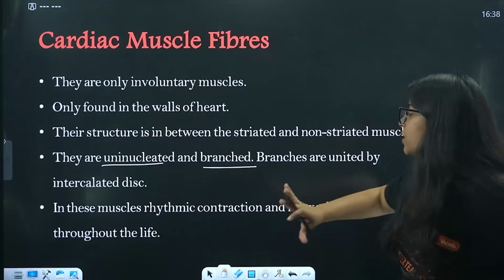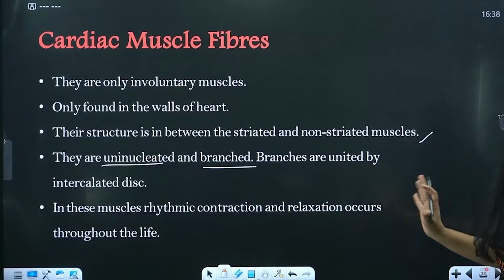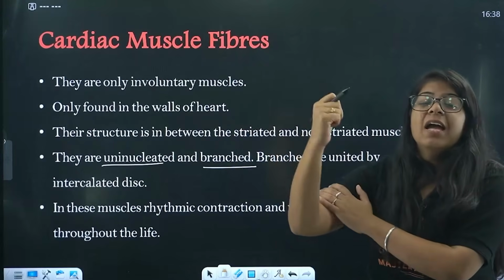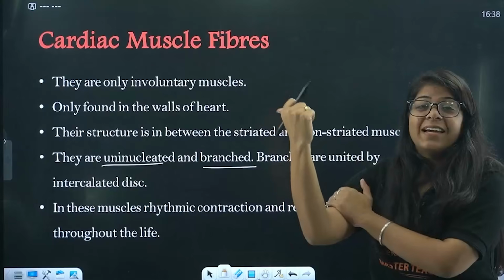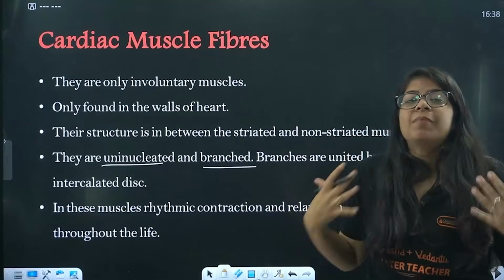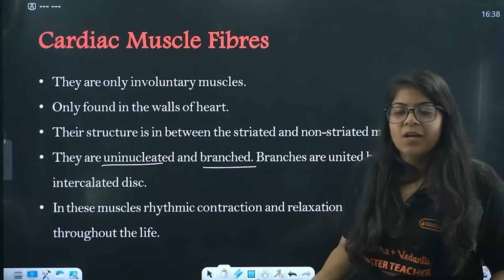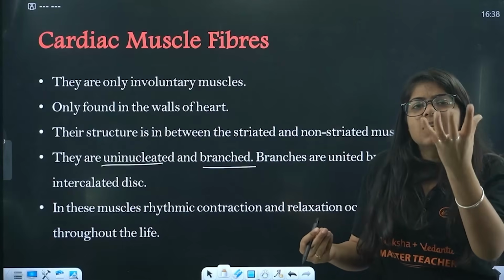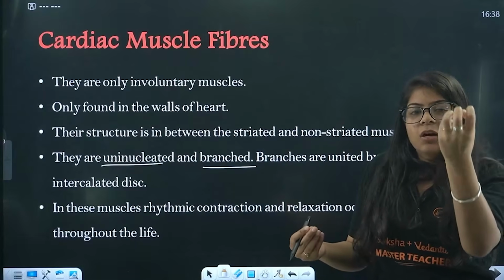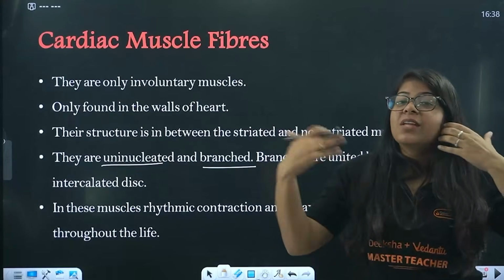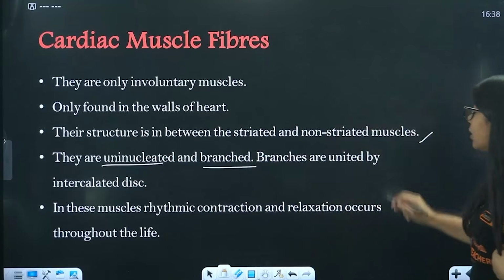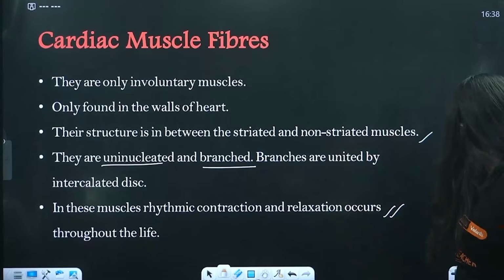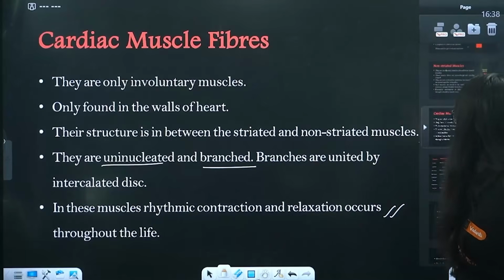Okay, in these muscles, rhythmic contraction and relaxation occurs. Now, in my bicep also, relaxation and contraction can happen on my will if I choose to go to the gym. But in my heart, a rhythmic contraction and relaxation happens. It is continuously beating, duk duk, duk duk, duk duk. It's continuously doing it. That's a rhythm, throughout your whole life. Okay, great. This was your muscle tissue.